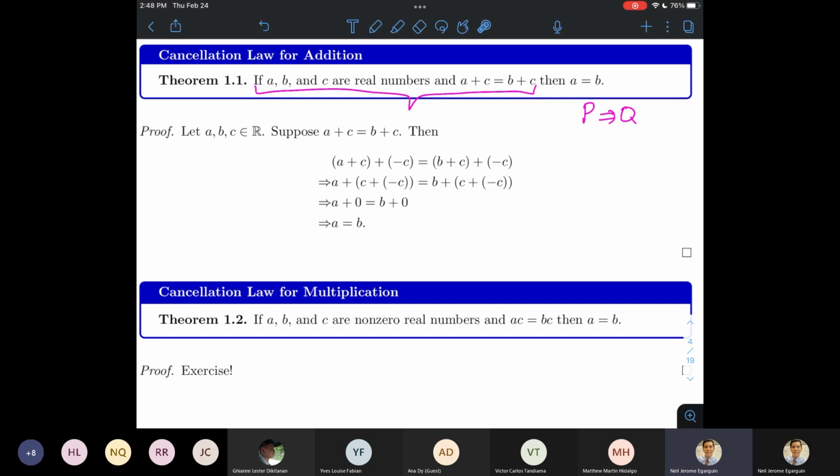Now, it's a conditional direct proof. So we will use the assumptions. I will assume that A, B, and C are real numbers and that A plus C is equal to B plus C. I can use this because it is in the if part. It is part of the premises, the antecedent of the conditional statement. And then coming from these two premises, I will use logical arguments, meaning I'm going to use logic tools.